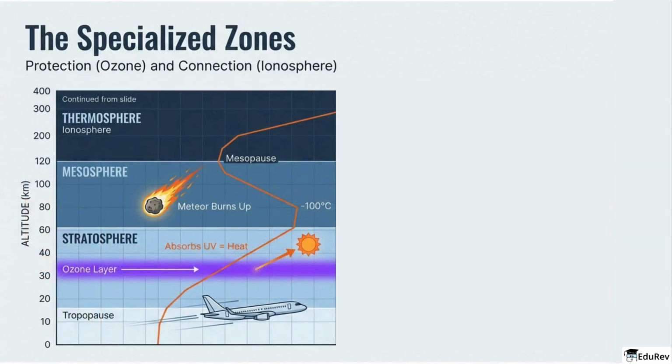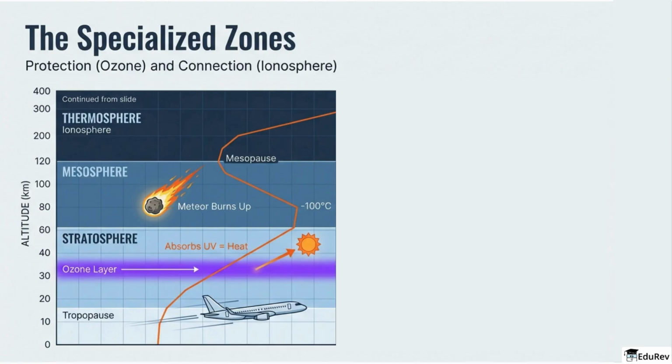Now connect structure to function. These layers aren't just names. They protect you and enable communication. In the stratosphere, the ozone layer absorbs harmful UV radiation. That's why this zone becomes warmer upward. In the mesosphere, meteors burn up due to friction. So this becomes a protective shield again, but in a different way.